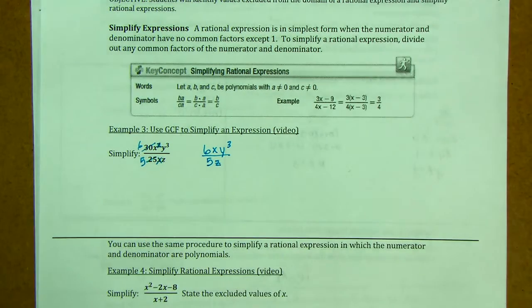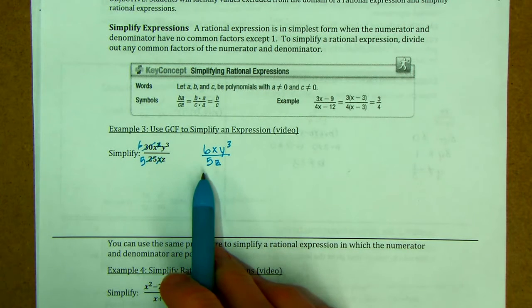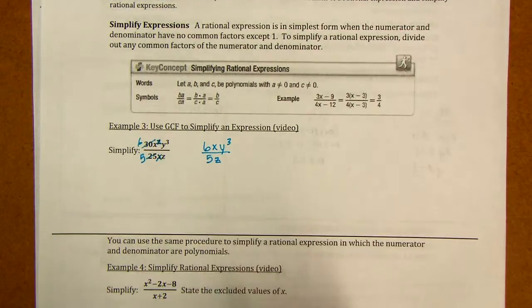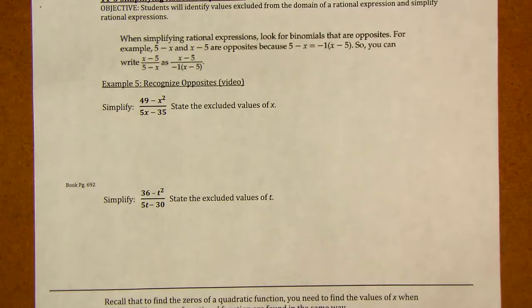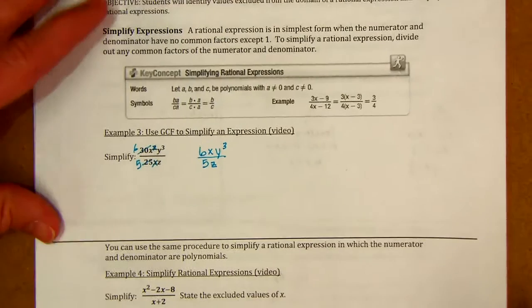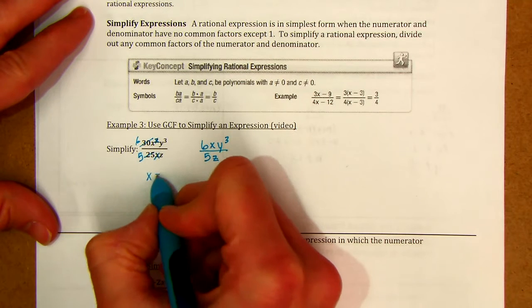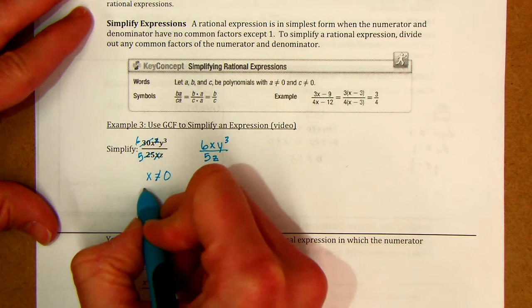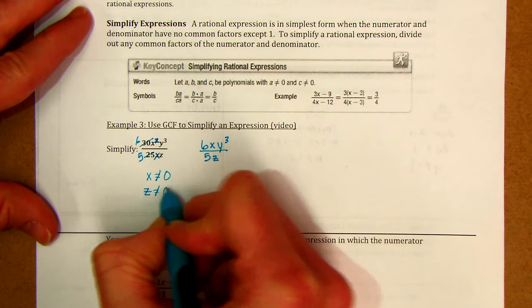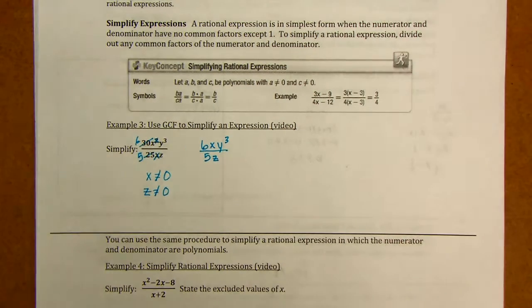Now technically I should give another one. I should say that x and z right here in this particular problem cannot equal 0, because otherwise we'd have a 0 in the denominator. All right, so that's a pretty simple one when we're dealing with just monomials.